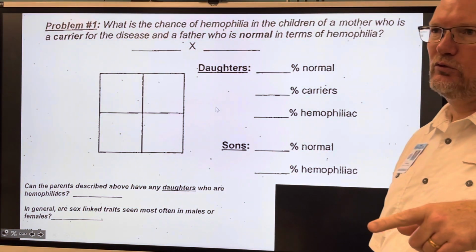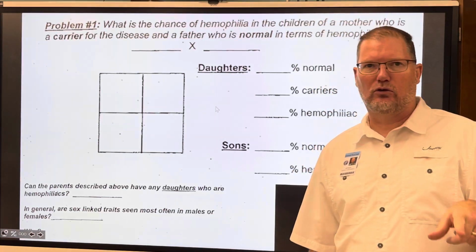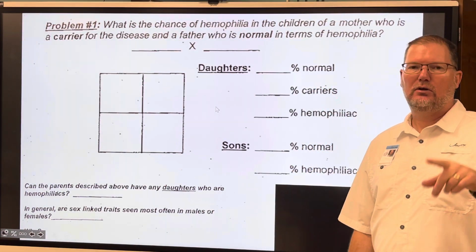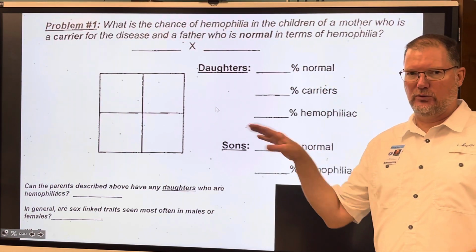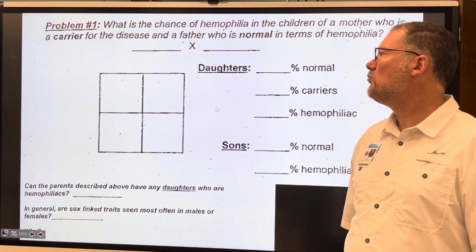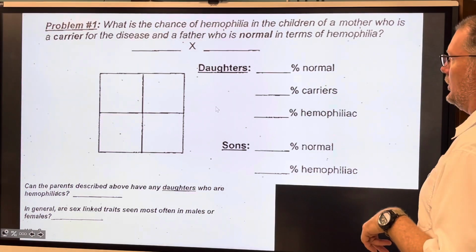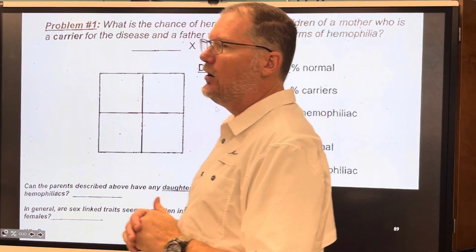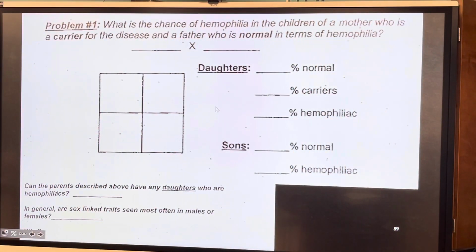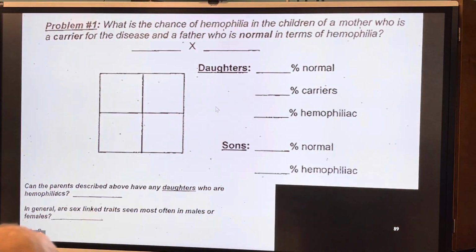And one of those answers was neither heterozygous nor homozygous. It was neither, because it was the male that was normal, okay? So I'll walk around and talk to you guys about that in a minute. So we're on the bottom of page 18 still.